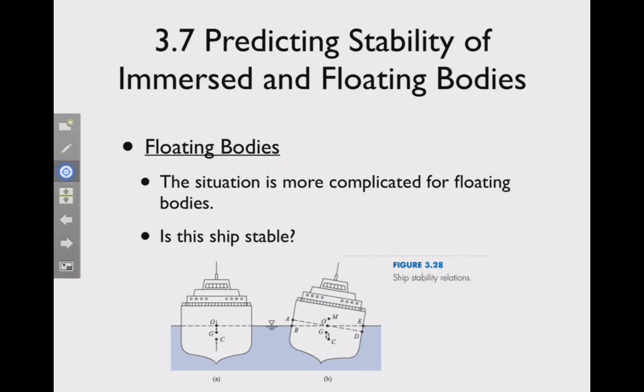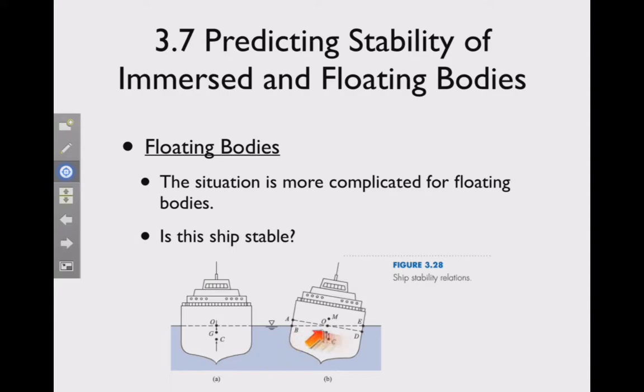So for floating bodies, the situation is more complicated, and we have a more difficult time understanding whether or not the floating body is stable. So the question is, is this ship stable? It turns out that in fact it is. Once it heels or tilts, heel is a word for tilt.